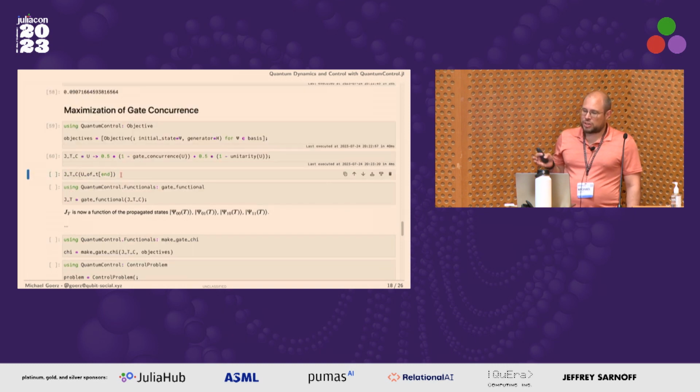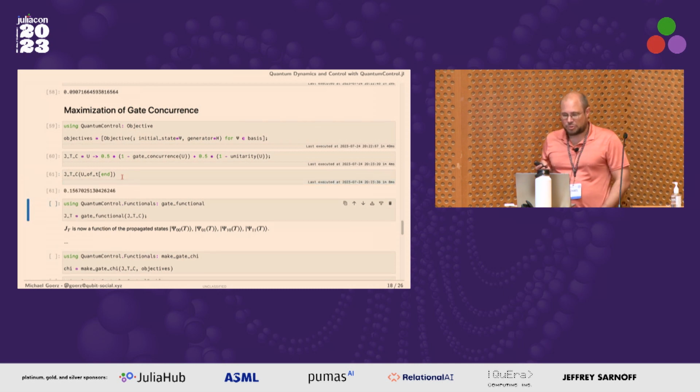And that functional is going to be the combination of the gate concurrence and the unitarity. So we're going to minimize the loss from the logical subspace while we're maximizing the entangling power. So this functional should be 0 in the optimal case. And we can check that for our time evolution, it's still pretty far from 0.